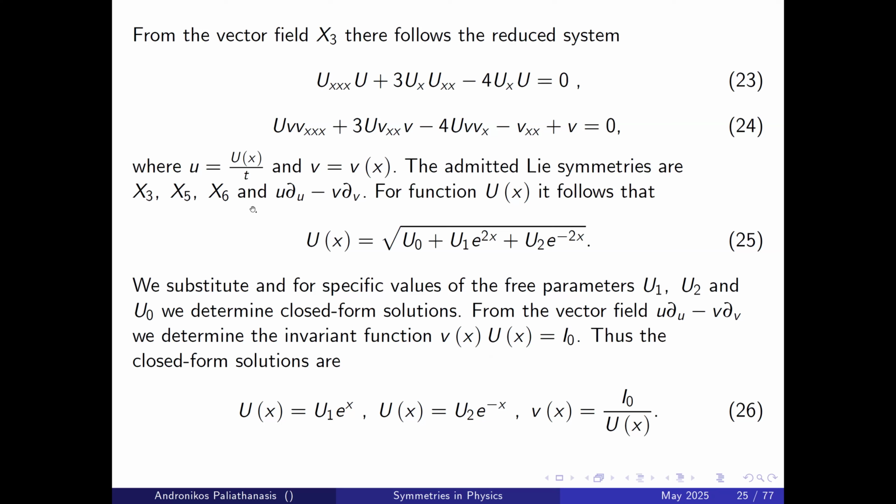This system admits point symmetries, 1, 2, 3, 4, and this one, u ∂u minus v ∂v, which is a type 2 symmetry. For the function ux, it follows that we can easily find the generic solution. We substitute into equation 24 and solve, and we can find the solution of v to be iota 0, an integration constant, over ux. Thus, the closed form solution is this one.